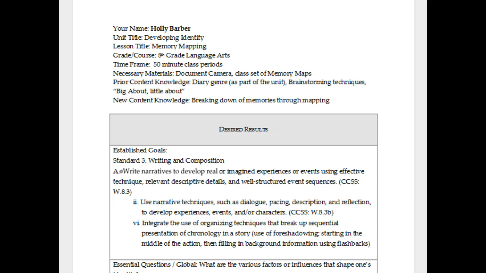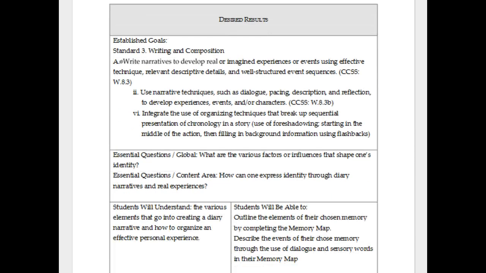So, you're working with memory mapping, 8th grade language arts. The diary genre is prior content knowledge, I think is probably legitimate for 8th graders. And you're going to work with their new content knowledge, breaking down of memories through mapping. Interesting. I'm not quite sure what that's about. That's not good or bad. I'll be curious to see.